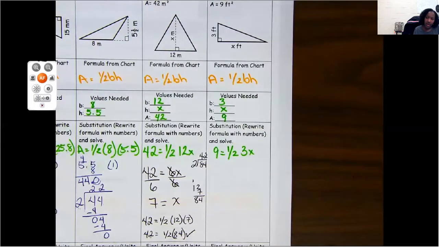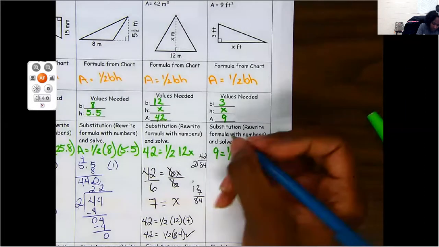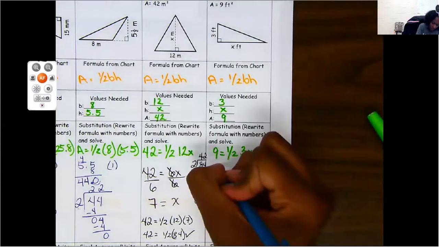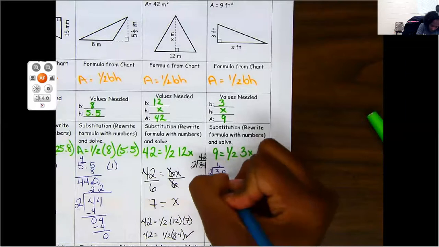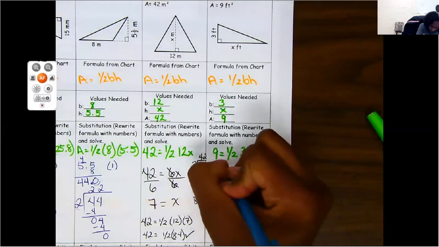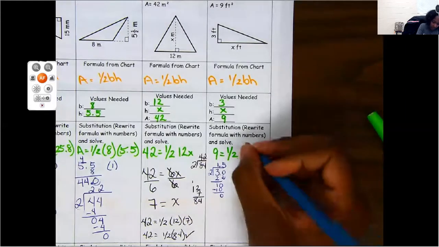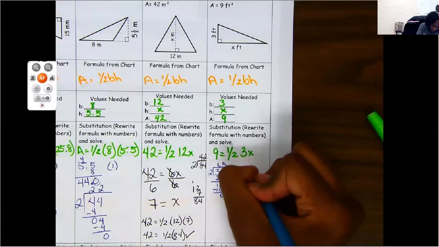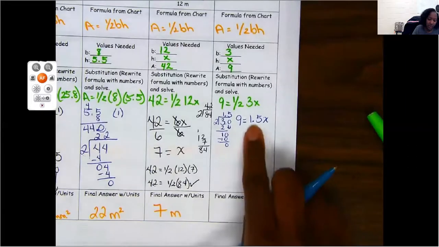Okay. Now, half of 3. I do believe that's going to give us a decimal. Half of 3. 2 goes into 3 one time. 2 times 5 is 10. So we have 1.5. So let's rewrite it. 9 equals 1.5x, okay? This is multiplication.